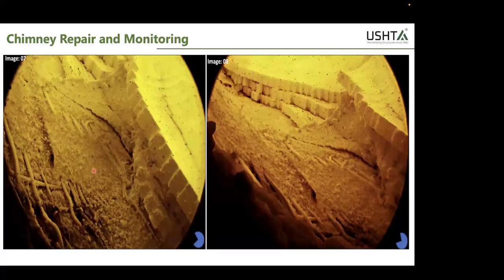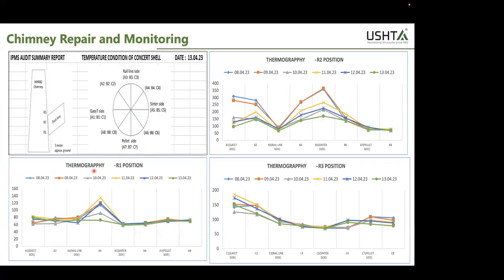Then we wanted to make sure whether the lining has stabilized or is still collapsing. So we started taking temperatures from outside, because every day you can't do endoscopy. It's an expensive procedure. We took temperatures around the chimney about 7.5 meter each above and below the damaged portion, and we realized that by and large these temperatures were stabilized.